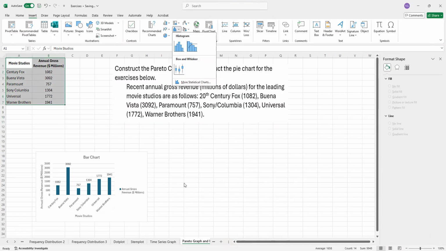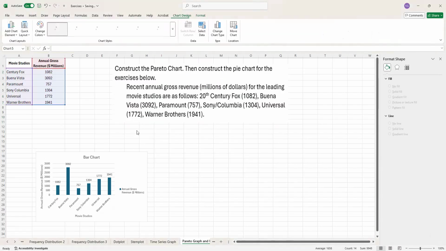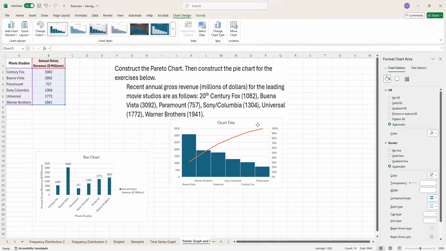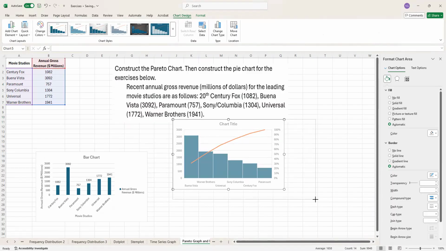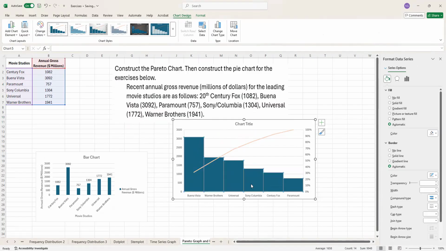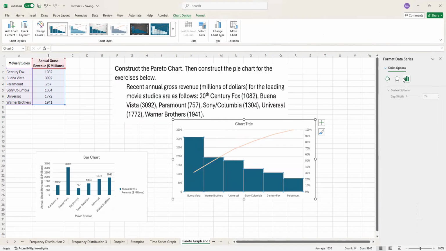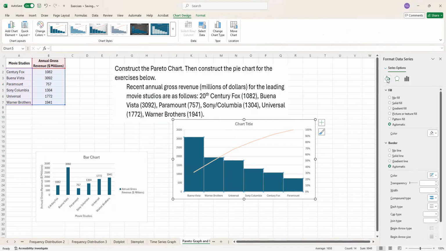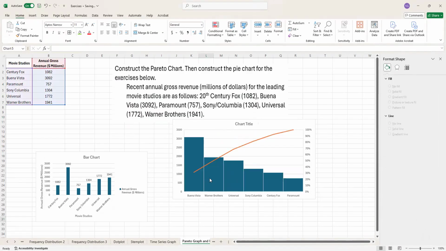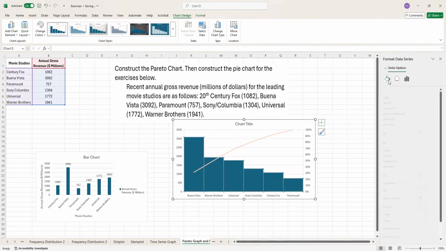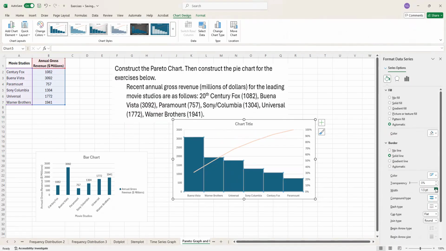If I click on it, of course, the bars are attached to one another. I need to click here. I can increase the gap width and make sure there is a gap between them. Let's put maybe 10.